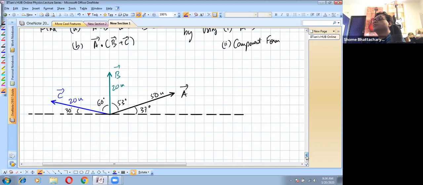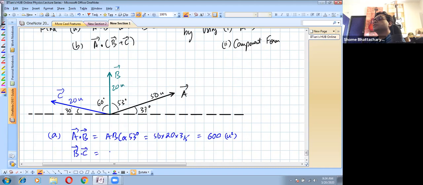Okay. So if I am solving this geometrically now or directly from the formula, you can see that A dot B will be AB cos 53 because between the vector A and the vector B, the angle is 53. So that is 50 into 20 into cos 53 is 3 by 5. That becomes 600, whatever that unit was, squared. And similarly, B dot C becomes BC cos 60 degrees, because the angle between B and C is 60.